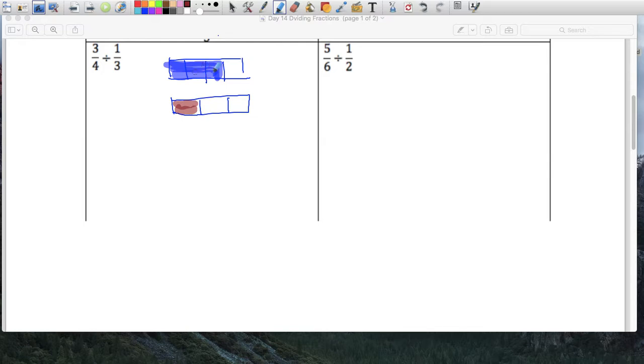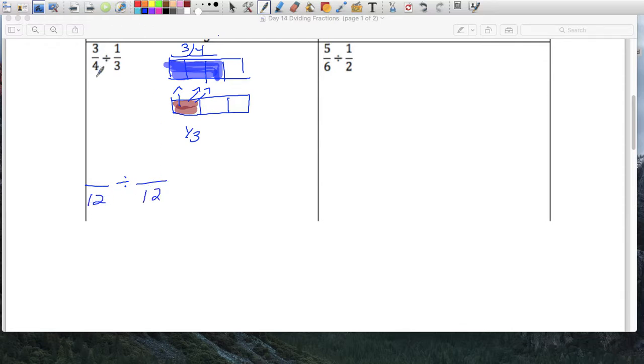So how much is this divided by this? How many times can 1/3 fit into 3/4? A little bit difficult, right? Because this piece right here is a little bit bigger than the 1/4, so you can't really tell exactly how many times this fits in here. So the idea here is to make everything the same. So 3/4 divided by 1/3. Let's find the LCM. The LCM is 12.